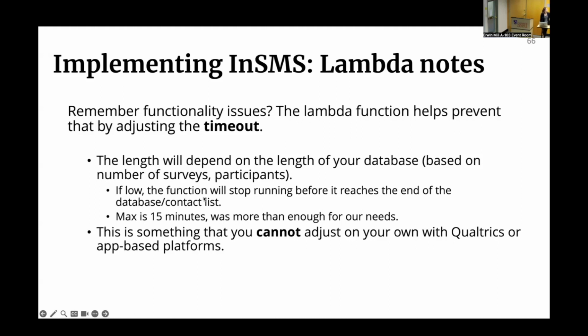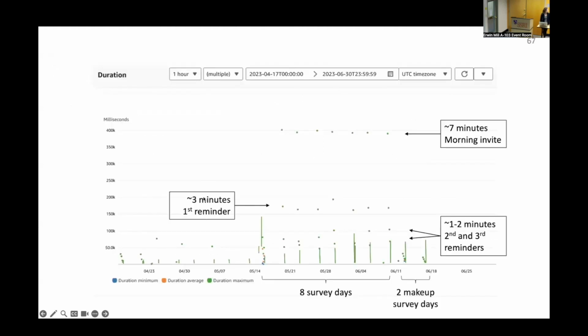And again, you cannot adjust this manually in Qualtrics or another place. You might be able to ask someone to do that, but you directly cannot adjust this in another platform that you're using, unless you have access to the code or to AWS.